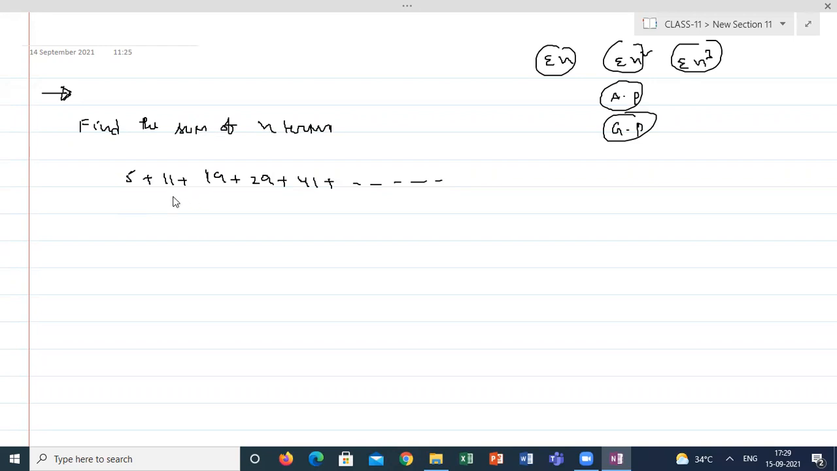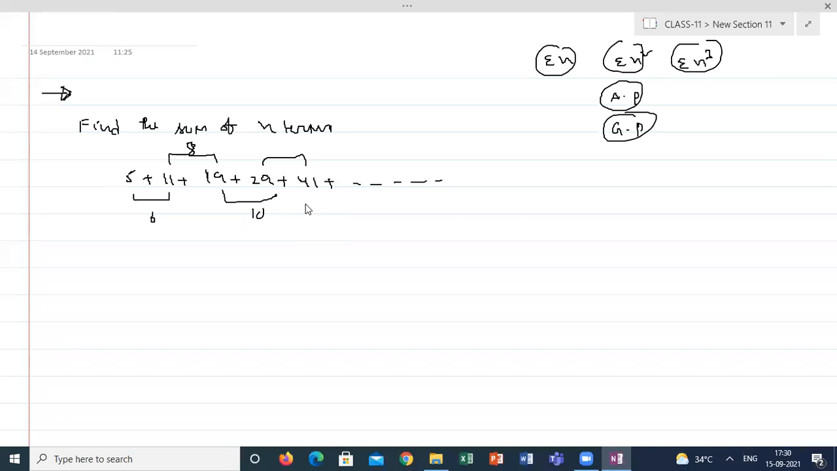So how can I relate? Check whether it is in AP. 11 minus 5 is 6. 19 minus 11 is how much? 8. This difference is 6, this difference is 8, and this difference is 10. So it is not an AP, but the difference is increasing by 2, 2, 2, 2.